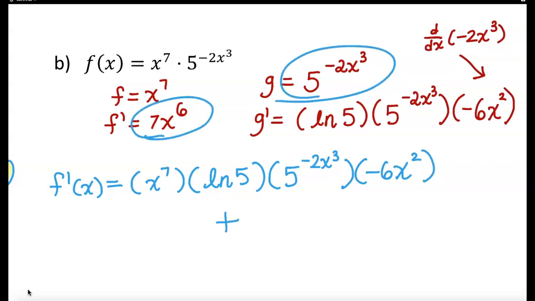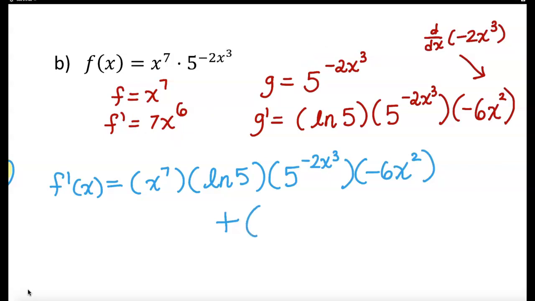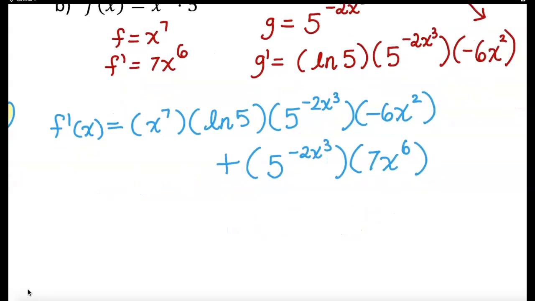plus, okay, second times the derivative of the first. So I'll go ahead and multiply those two. There's nothing much I can do, I can just write them next to each other: 5 raised to the negative 2x to the third power times 7x to the 6th power. All right, let's see if we can simplify anything over here.